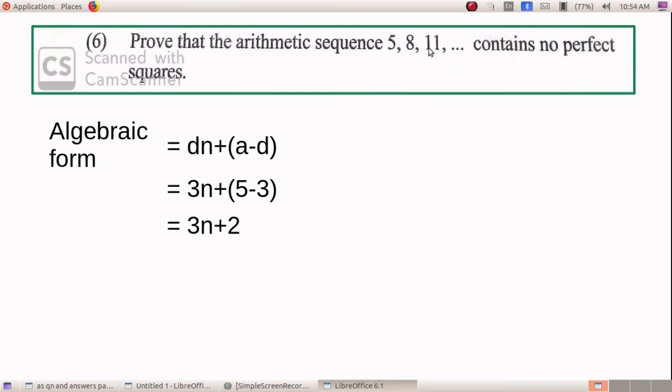Mean, if you divide any term of this arithmetic sequence with the common difference 3, you will always get the remainder 2.